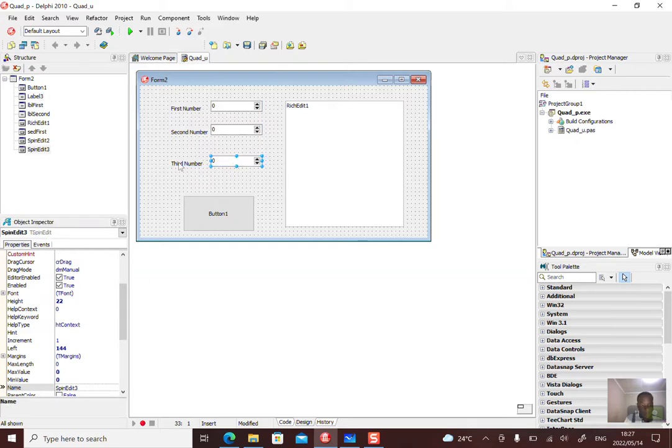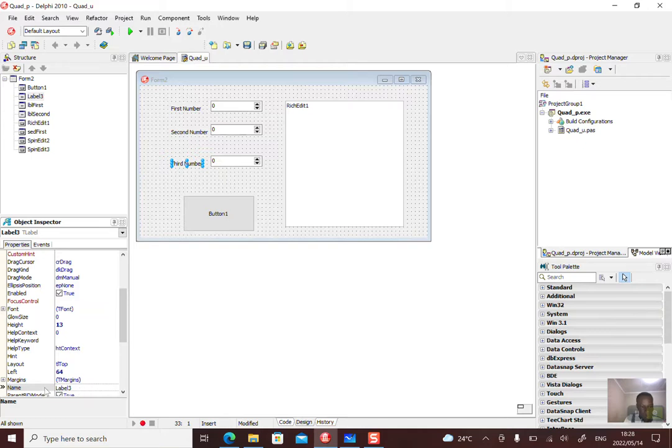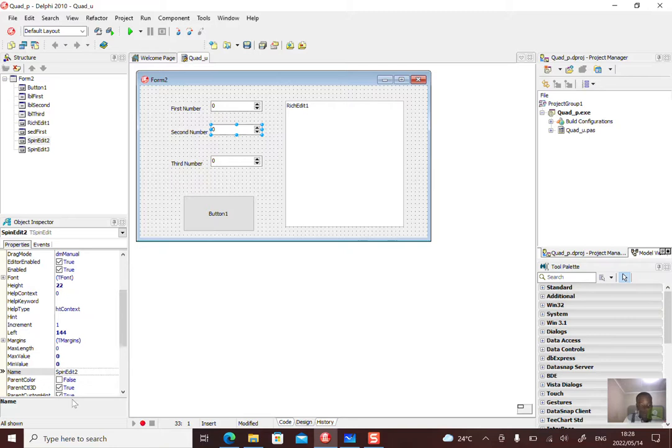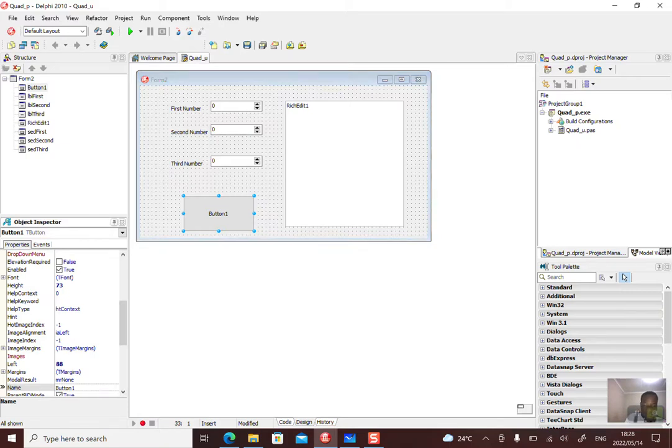Oh yeah, I forgot to name those things in third number, and then this one's gonna be a LBL third, and then here it's gonna be said, because it's the naming convention, said second, said third, and then right here I'm just gonna call this one BTN calculate.